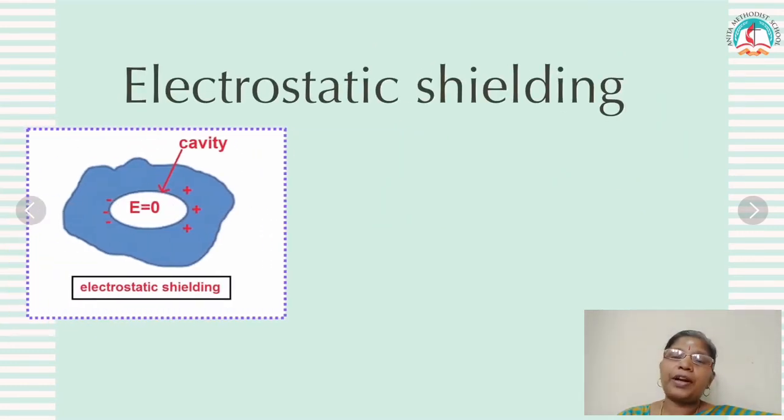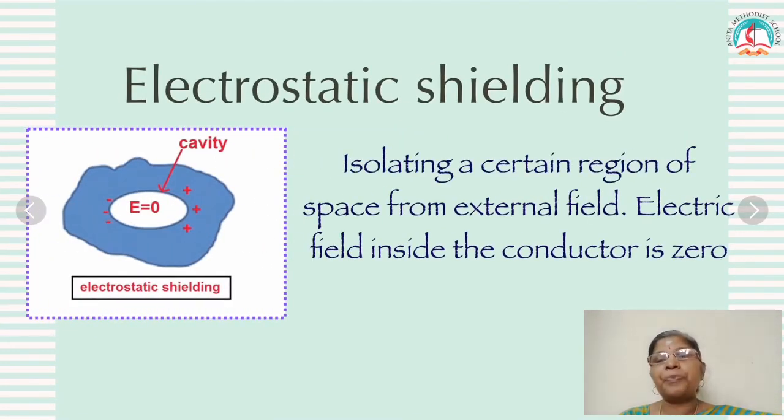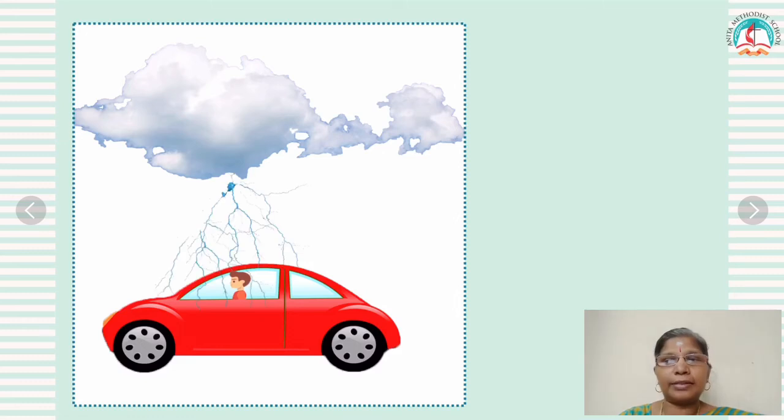Okay, now the next one is electrostatic shielding. What is the meaning of electrostatic shielding? Isolating a certain region of space from the external field. The electric field inside the surface, inside the particular portion, is equal to 0. That is called electrostatic shielding. The charges present on the surface won't contribute. So when the field inside is 0, that is called electrostatic shielding.